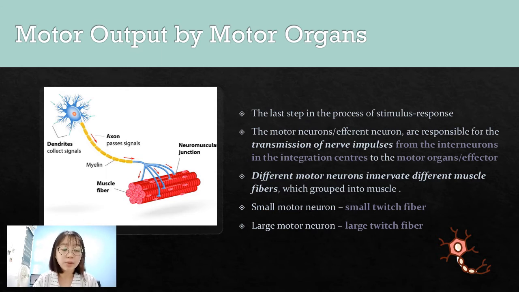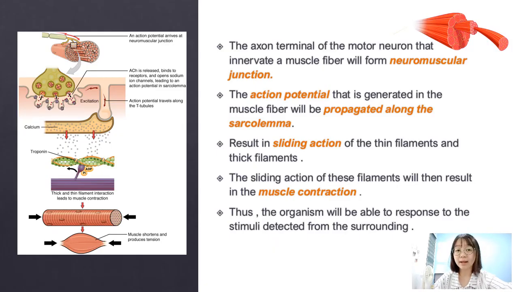Different types of motor neurons will innervate different types of muscle fibers. This is said so because small motor neurons will innervate small twitch fibers. Meanwhile, larger motor neurons will innervate large twitch fibers, or sometimes known as the muscle fibers that are susceptible to fatigue. In this slide, we can take a closer look at how the stimulation of the motor neurons will cause their respective motor organs to carry out certain types of response.